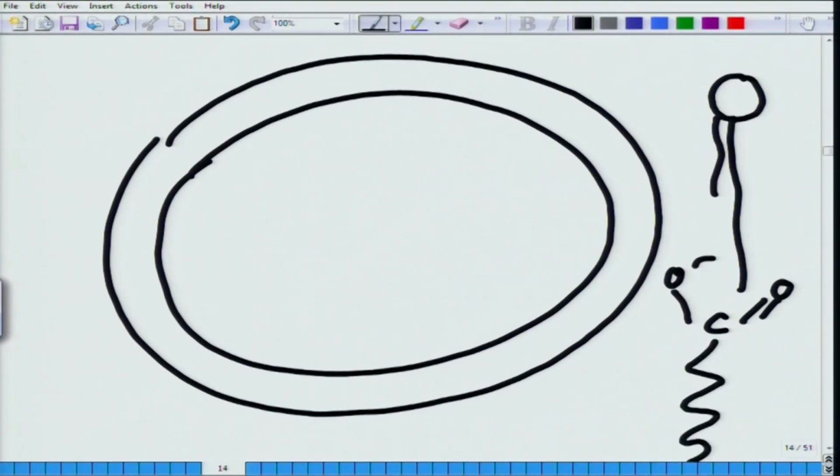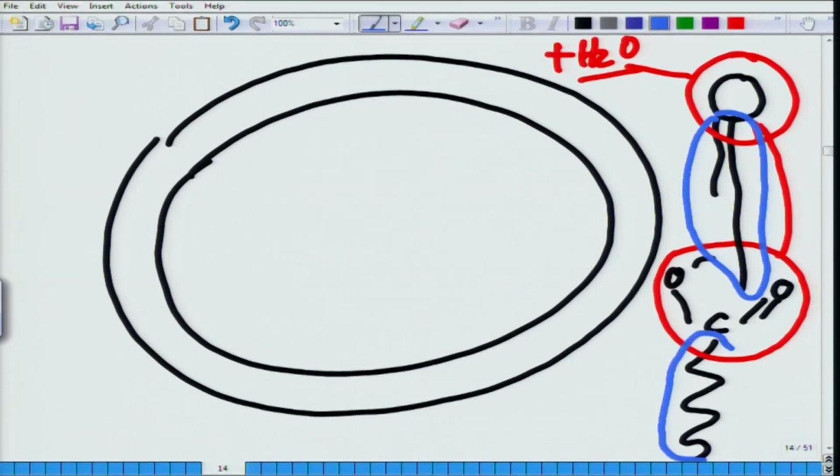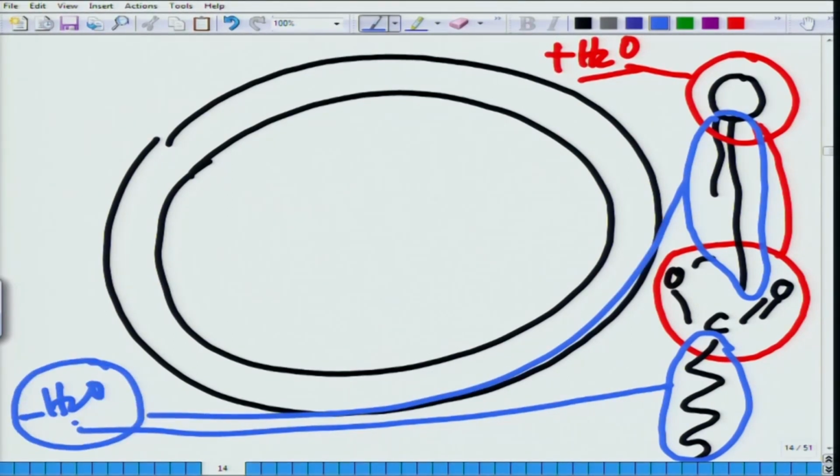In other words, this part, the one which I am now drawing in red, corresponds to this part. The part which I drew in red is the water-loving part, the one which loves water. And the one I am now shading in blue is the water-hating part, or in other words, the hydrophobic part, and the water-loving part is the hydrophilic part.